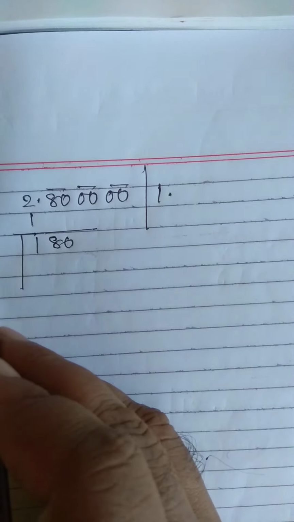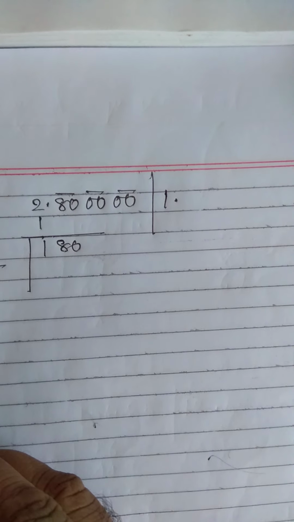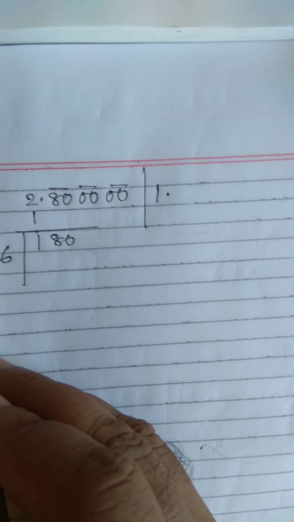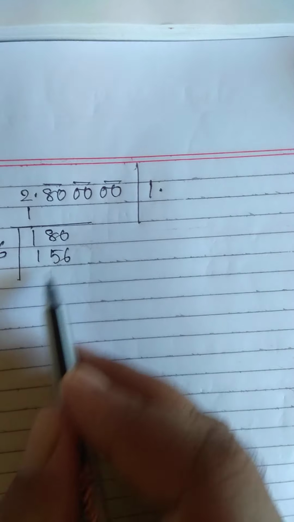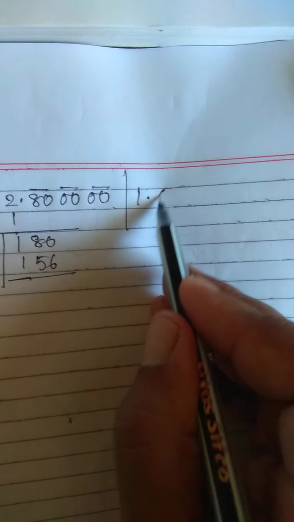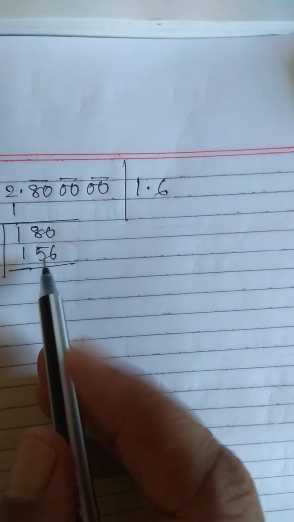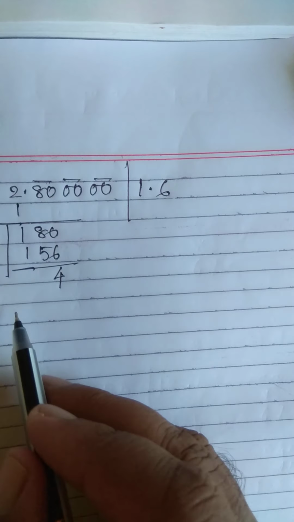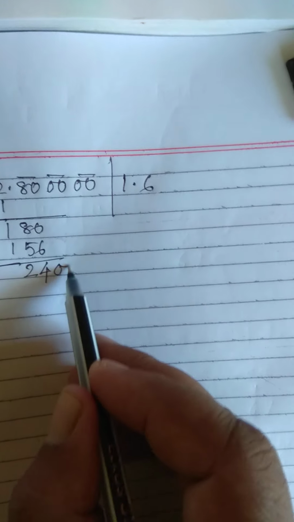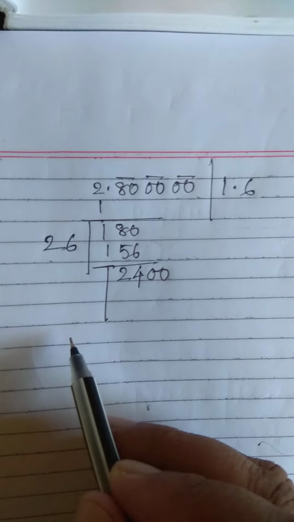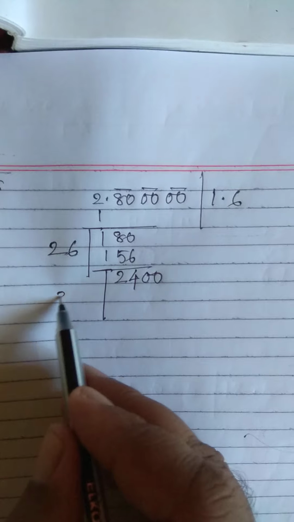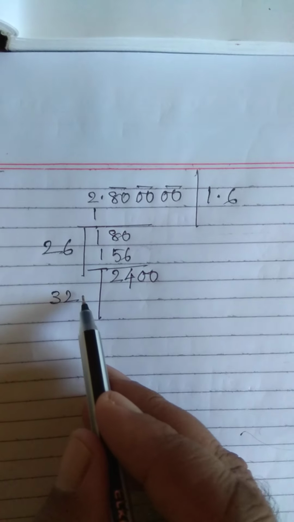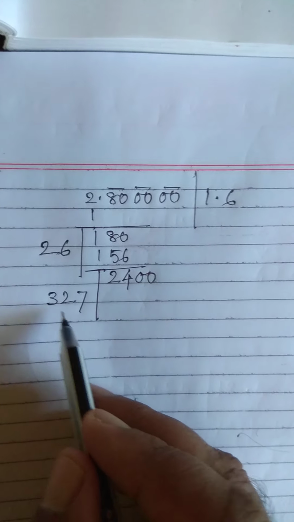Now 2 times 1 is 2. Now write 6. 26 into 6 is 156. At the same time, here is also 6. Now 180 minus 156 is 24, there is 2. Now the next pair of digits 0 0. So 16 into 2 is 32. Now select another digit 7.